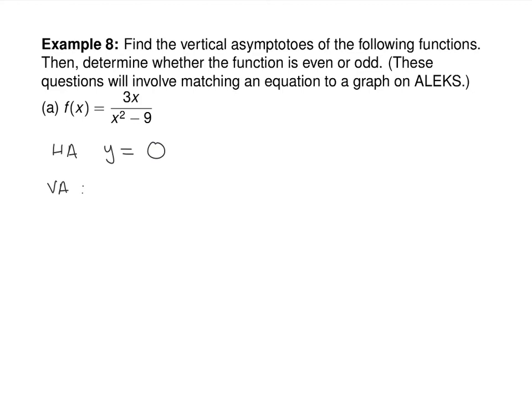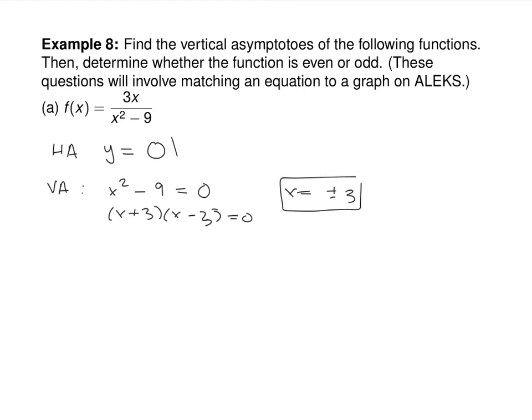This guy will have vertical asymptotes if x squared minus 9 equals 0, right? How many vertical asymptotes will it have? 2. So they will be at x equals what numbers? 3 and -3. Okay. So you look at the choices and you say, okay, well, all the functions that don't have those vertical asymptotes and that HA are not my guesses, right?